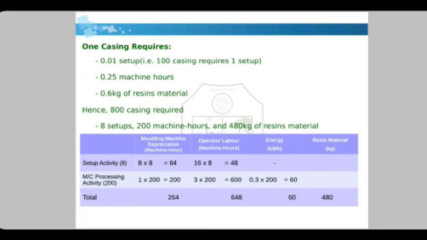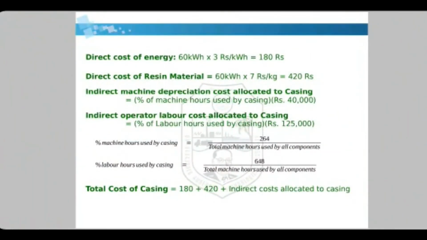Now you know the cost. On the basis of that, you can calculate the total amount required. For setup activities, 8 setups into 8 is 64. Operator labor will be 16 into 8, which is 128. Machine processing activity is 200 into 1, that is 200. Operator labor will be 3 into 200, that is 600. So the total cost of molding machine depreciation is 264, operator labor is 648, energy is 60 rupees, and resin material is 480. On the basis of this, you can calculate the total cost.